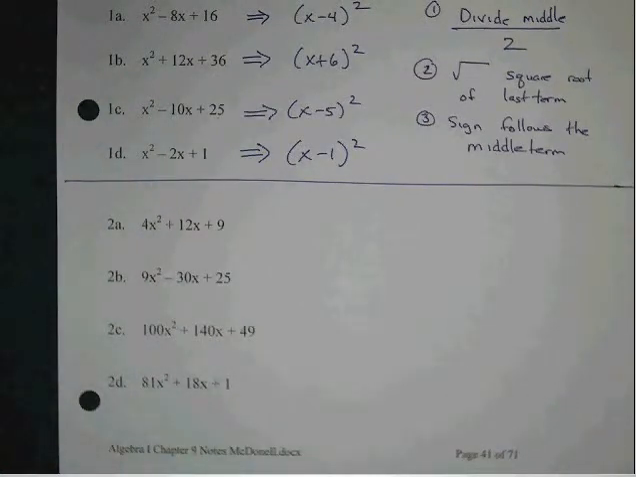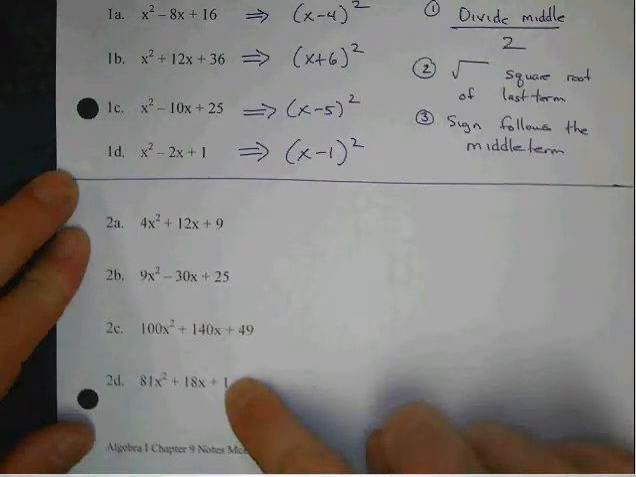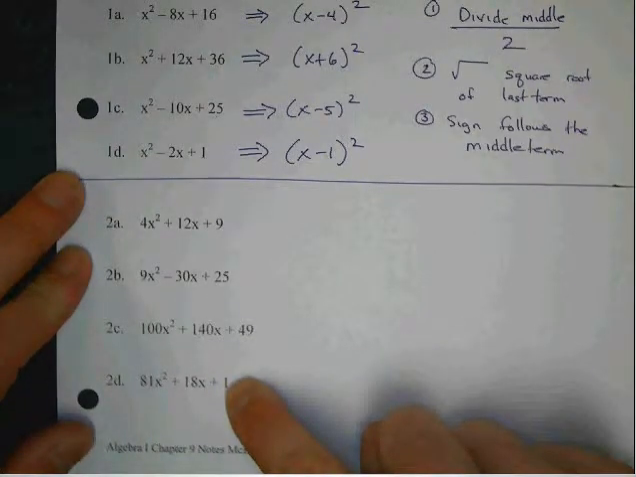What's different? There's a number in front. But look at those numbers. 4, 9, 81. What are they all? They're all perfect squares. On A, B, C, and D, they're all perfect squares. Look at our back numbers. 9, 25, 49, and 1. What are they all? Aren't they all perfect squares as well?